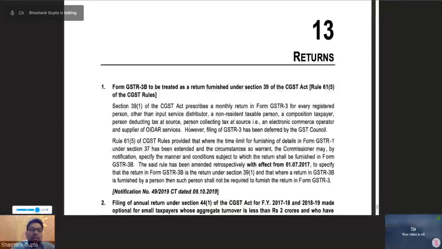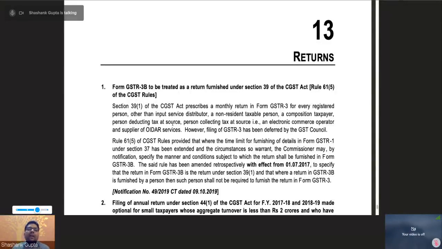Returns. So one important amendment in returns is, like I told you, that when GST was introduced, the government had a scheme that first GSTR 1 will be filed, basis that GSTR 2A will be there, from 2A, GSTR 2 will be filed, from 2, 1A will be populated, and then GSTR 3 will be filed. In GST law, GSTR 3 was considered a return. GSTR 3B was nowhere mentioned or considered as a return.